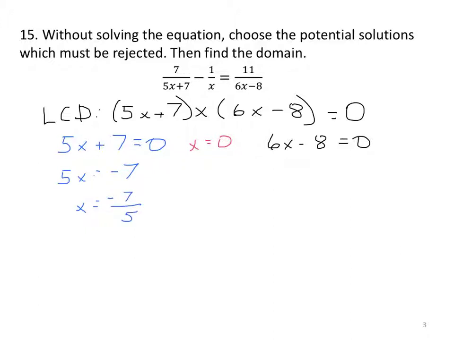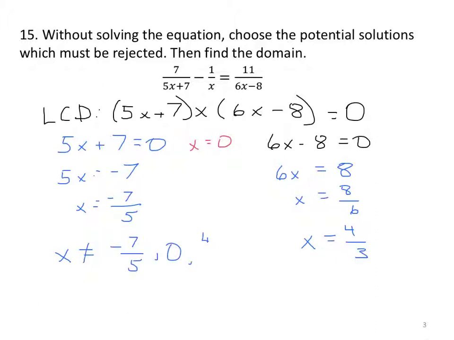We've already found that x can't equal 0, and so 6x equals 8, so x equals 8/6, and reducing that, x equals 4/3. So the three values that x cannot equal are -7/5, 0, and 4/3, and it doesn't matter what order you write these in.